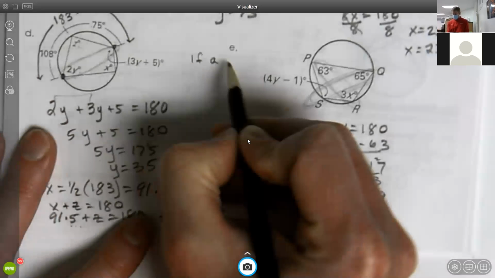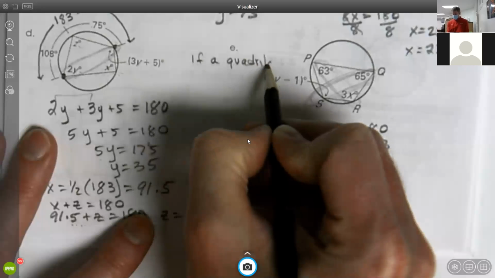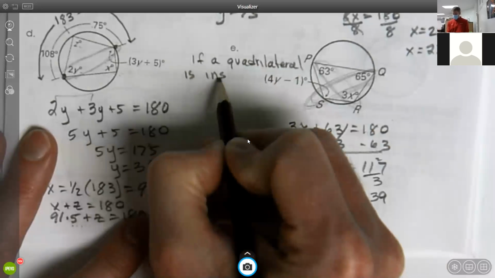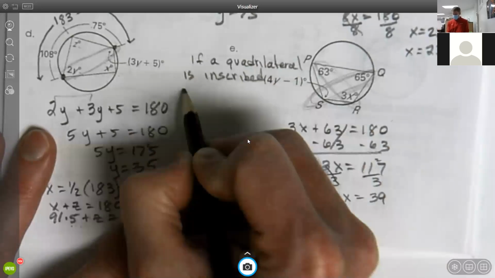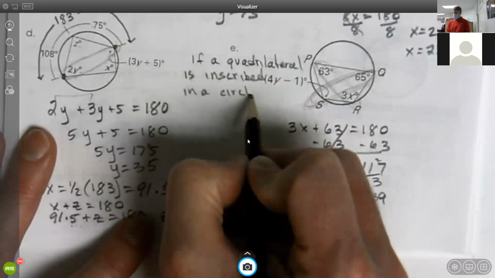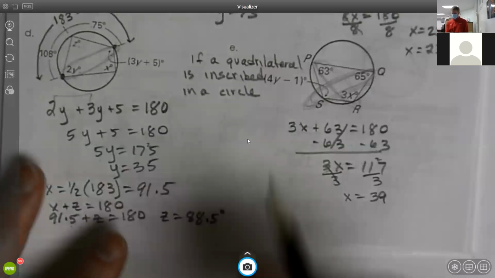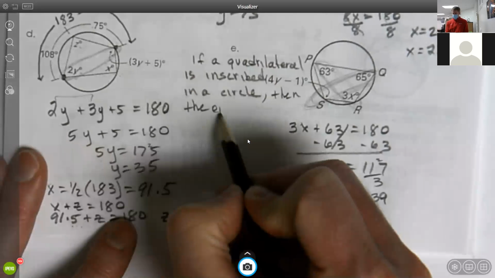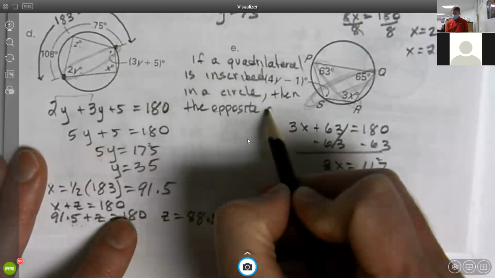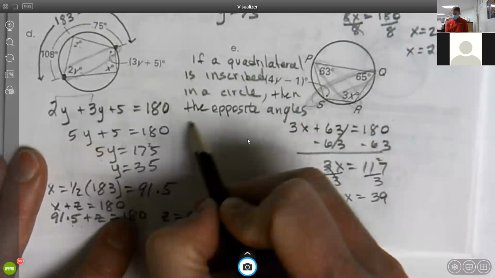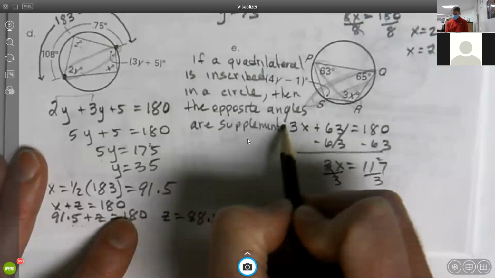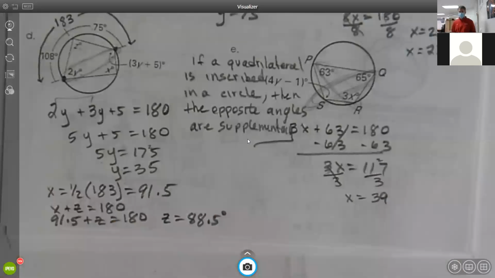If a quadrilateral is inscribed in a circle, that's what we've got in every one of these cases, then the opposite angles are supplementary. All right, that's an important theorem that we're working with.